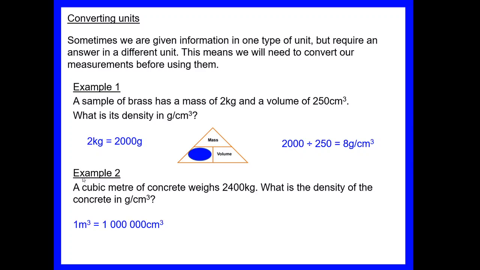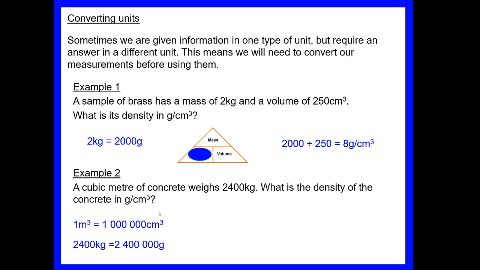We now need to change the kilograms to grams. So 1,000 grams per kilogram. So we're going to multiply 2,400 by 1,000. So that gives us 2,400,000 grams.